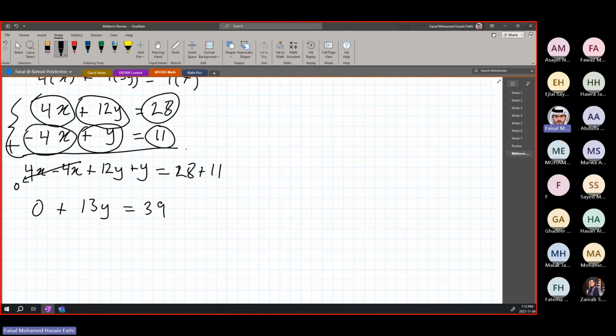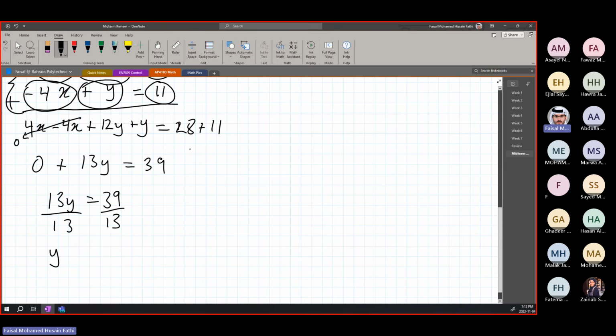Now we just solve for y. So 13y is equal to 39. We divide by 13 on both sides. y is equal to, 13 and 13 cancel. y is equal to 39 over 13, which is equal to 3.